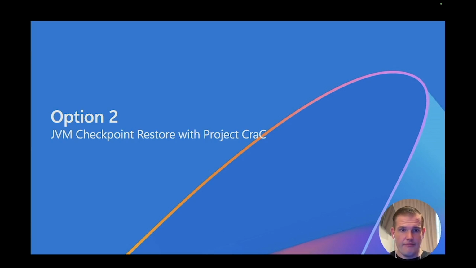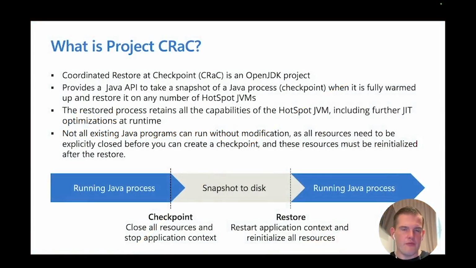Okay, so let's have a look at the next technology that we have. It's a newer one. It's called JVM Checkpoint Restore with Project CRaC. And what's Project CRaC? CRaC means Coordinated Restore at Checkpoint. It's an OpenJDK project initiated by Azul, as far as I know.